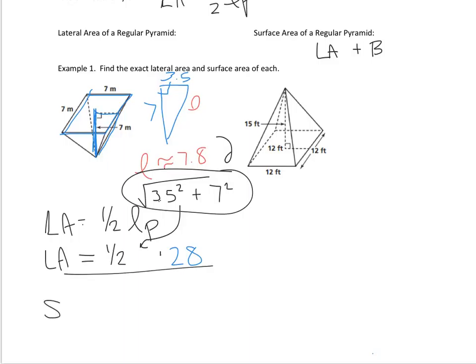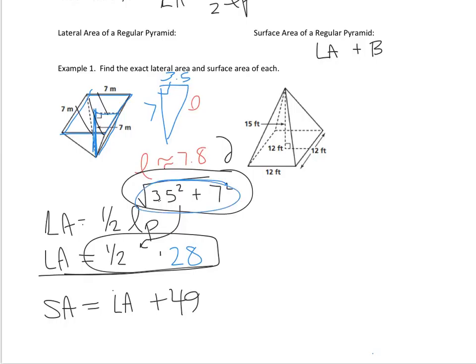So now surface area is 1/2 LP, so it's going to be whatever the lateral area is, plus the area of the base. So the area of the base is a square. We're going to assume it's a square drawn. It's just drawn from a different angle. So the area of the base is 7 squared, or 49. So this number was actually 61.25.